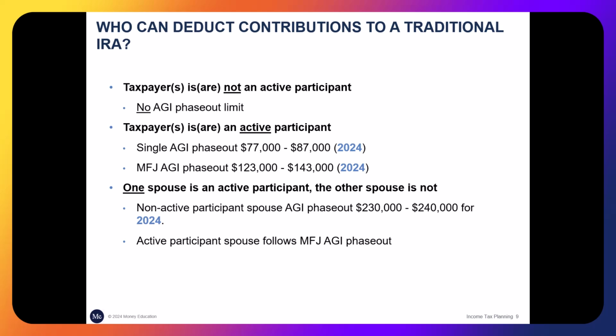If you are active, then you get phased out from 77 to 87,000 as a single, and married filing joint is 123 to 143. Now, if one spouse is active and the other is not, one spouse can contribute for the non-active spouse as long as your income does not exceed 230 to 240. The active participant spouse must follow the married filing joint AGI phase out. The IRA limit of contributions for 2024 is $7,000 with $1,000 of catch up for anyone 50 and over.